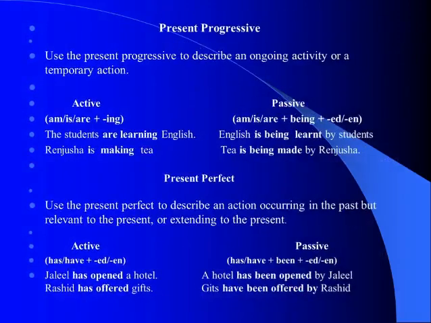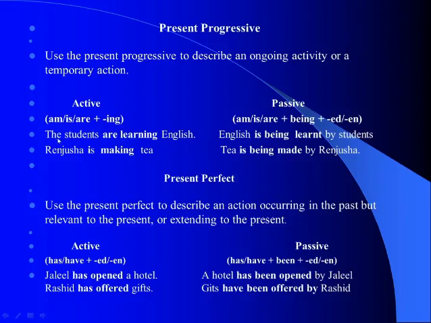Present progressive, that means present continuous. Here the difference is this: is, am, are plus ing. As you know, in a continuous tense there will always be an ing form. That you should keep in your mind. Ing form will be there in any continuous tense, whether it is past continuous, present continuous, or future continuous. But there will be an ing form.